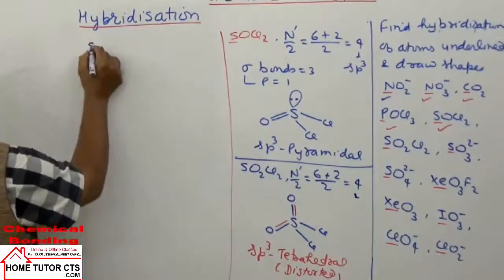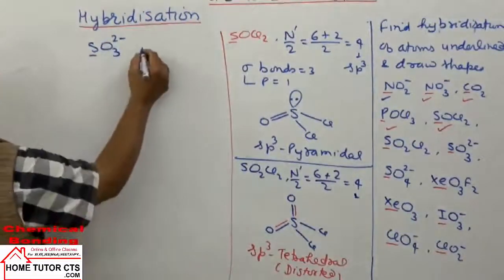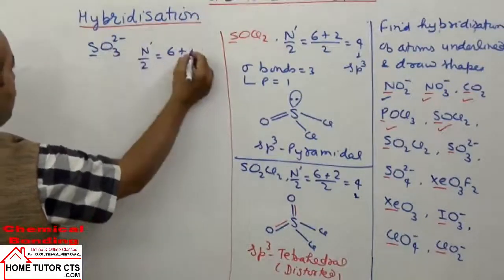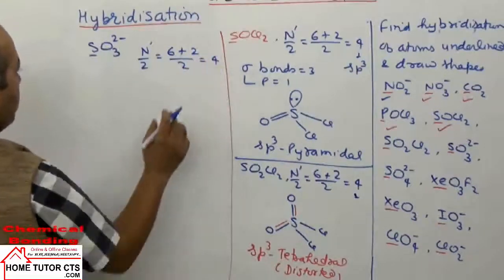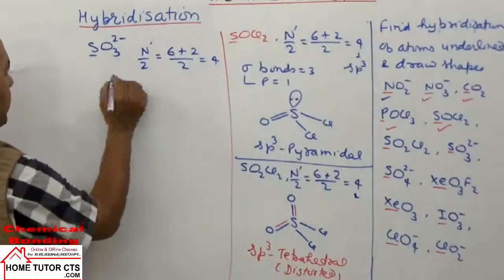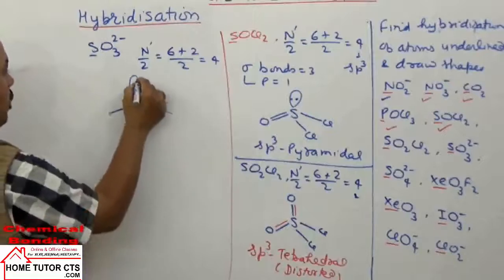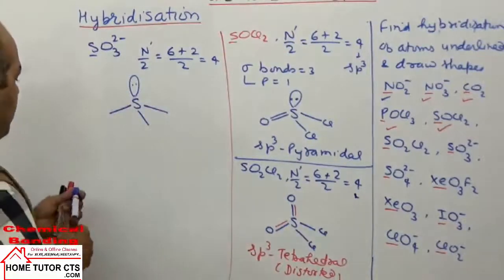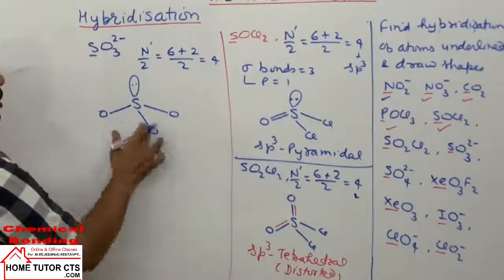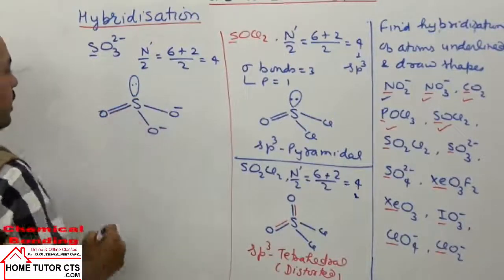Now next one taken here is sulfite, SO3 2 minus. In this case for sulfur, what is the value of N-2? 6 electrons in the sulfur valence shell plus 2 by 2, that is again 4. So 4 means it has hybridization sp3. So sp3 means 3 atoms, so we'll have 3 sigma bonds and 1 lone pair. With the oxygen atoms, they will form 3 sigma bonds, and then we have a charge of only -2, so 1 O should have a double bond.